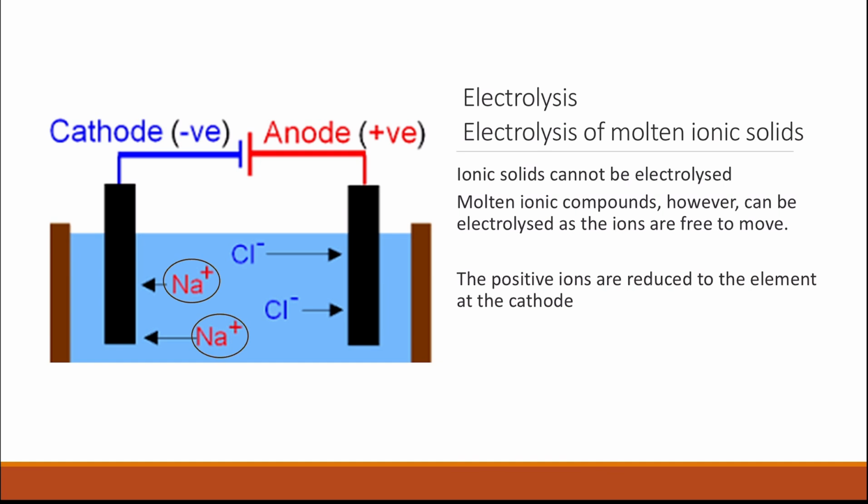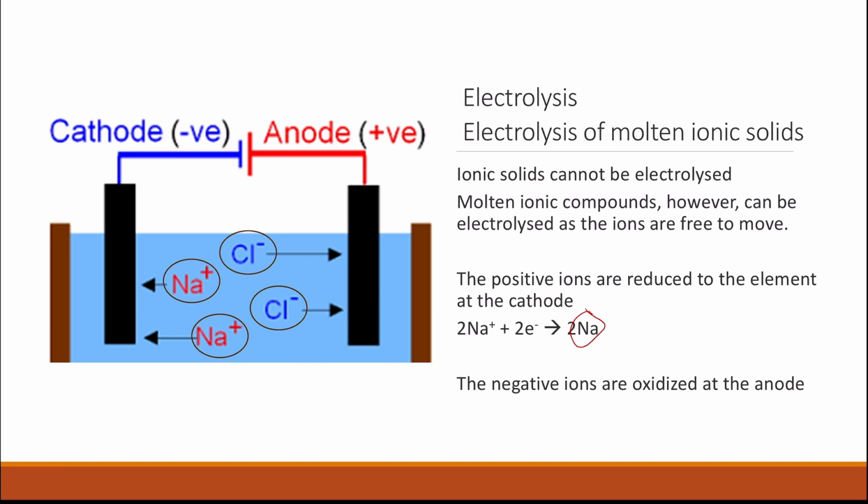The sodium will gain electrons and it will be reduced to give you the sodium metal, while the chloride, the negative ions, will travel toward the positive electrode, the anode, and they will be oxidized by losing electrons to give you chlorine gas.